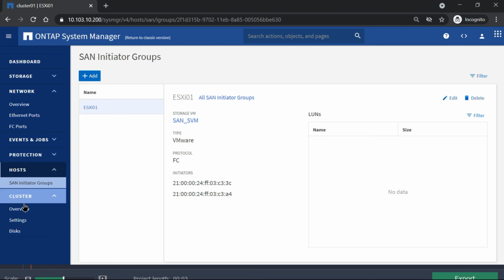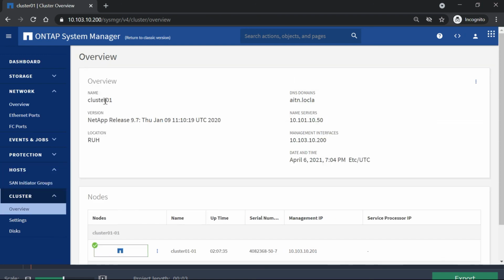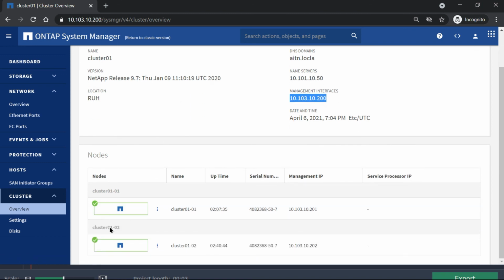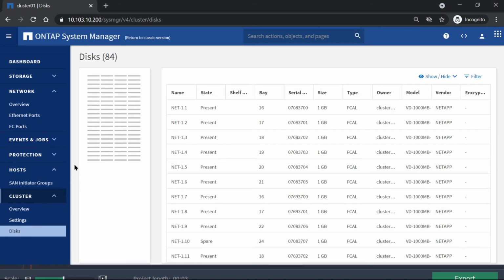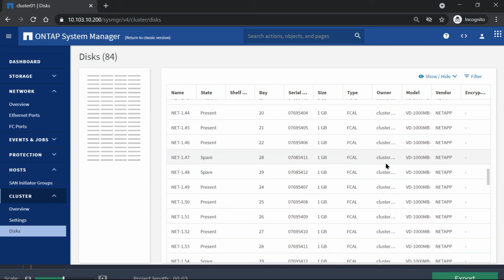Okay, here's the cluster again, the overview of the entire cluster. This is the cluster name, and this is the version of the NetApp operating system. Here is the management interface and the DNS server. Here are the nodes in good shape. You could also make some modifications here to the settings. Okay, that's it for now. And here you can see the disks. Same view as seen through the command line interface.